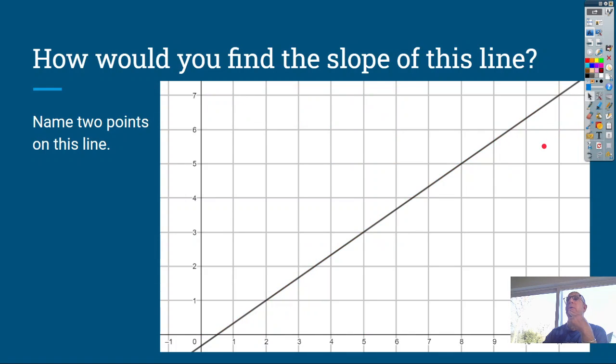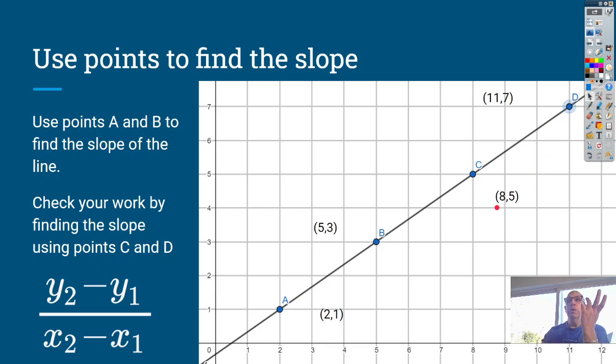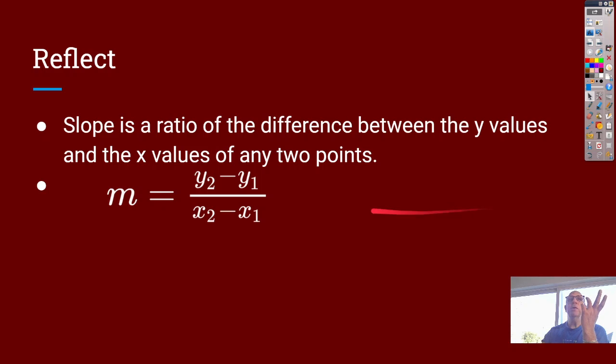All right. So what have we learned in lesson 6? Let's take a look. A slope is a ratio between the difference between y values and x values of any 2 points. That just says if I take the y values and subtract them and the x values and subtract them, the ratio will be the slope, which I call m.